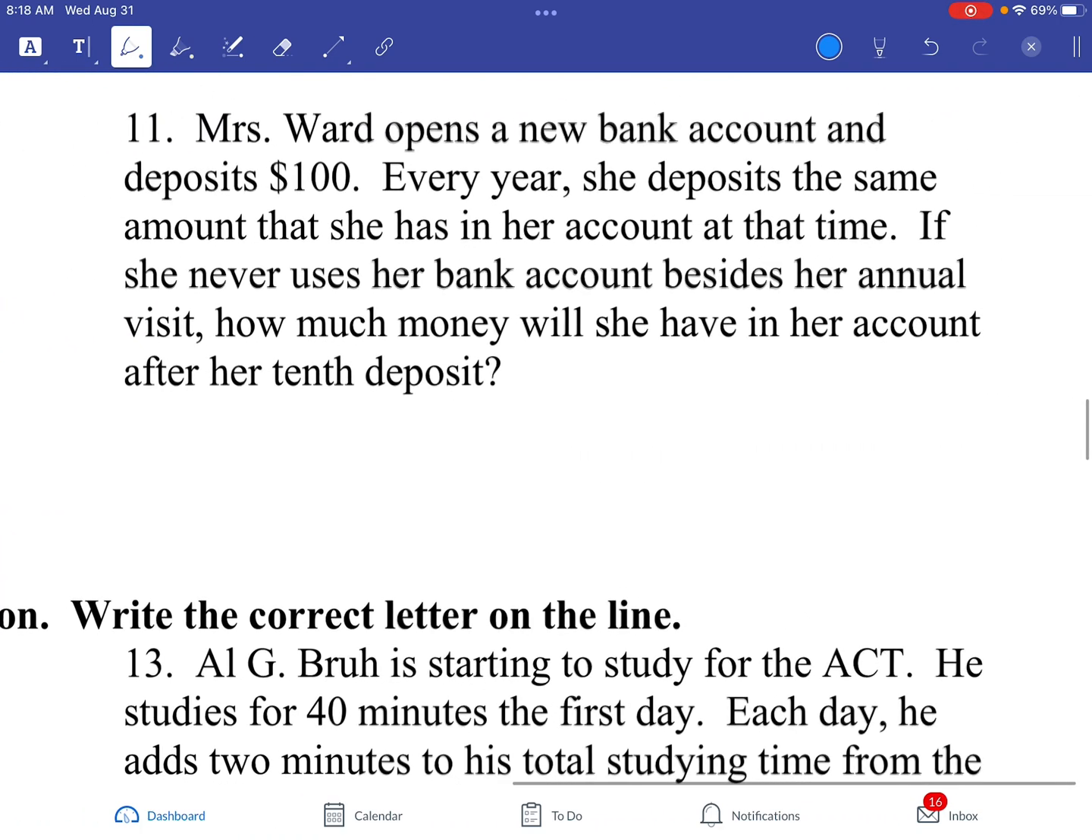Number 11. Miss Ward opens a new bank account, deposits $100. Every year she deposits the same amount that she has in her account at that time. She never uses her bank account besides her annual visit. How much money will she have in her account after her 10th deposit?